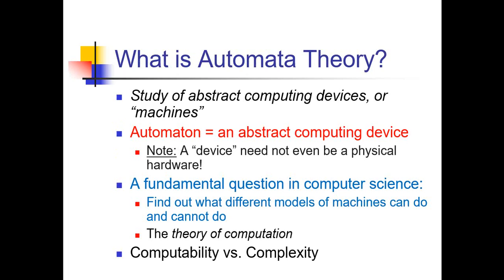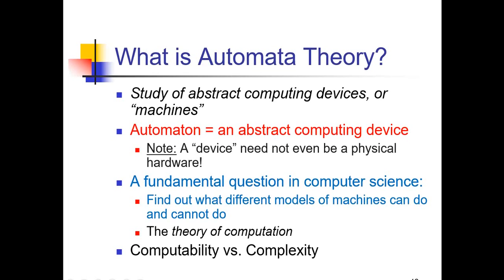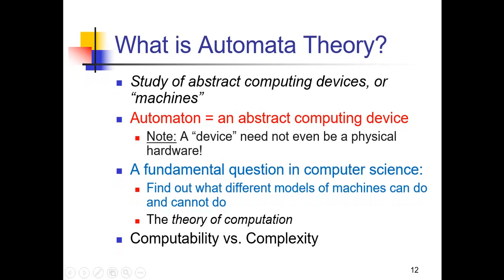Now we're in the automata section. It is an abstract computing device. A fundamental question in computer science is to find out what different models of machines can and cannot do. That is why we have the difference between the computability and the complexity sections.